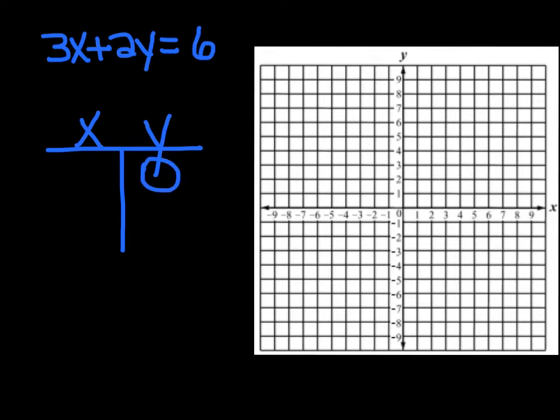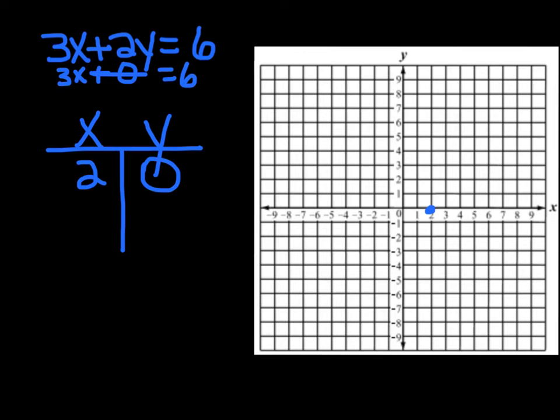And when we do that, we'll have 3x plus 2 times 0 is 0, so that just essentially wipes it out, and you get 3x equals 6. Then you'll divide both sides by 3, and you're going to get that x equals 2. So there's your x-intercept, and we can put that on the coordinate plane.